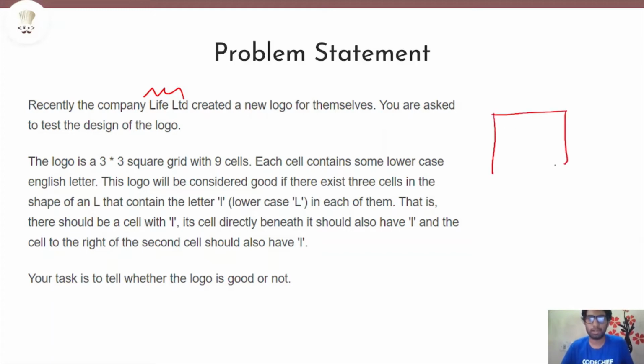For example, this is our format where we have 9 cells in the form of a 3x3 grid. 3 cells in the first row, second row and third row. So 9 cells in total. Each cell contains some lowercase English letter. So any of these cells can contain a lowercase English letter.